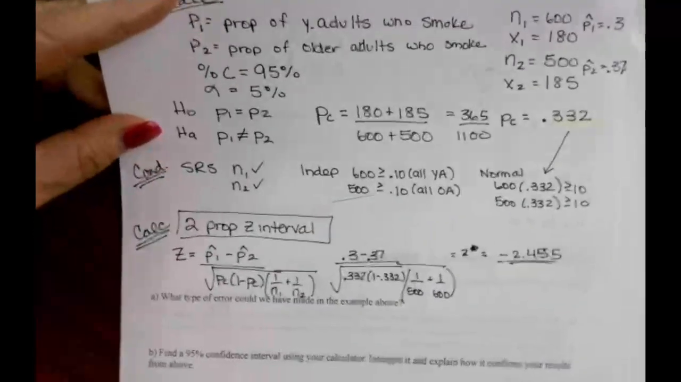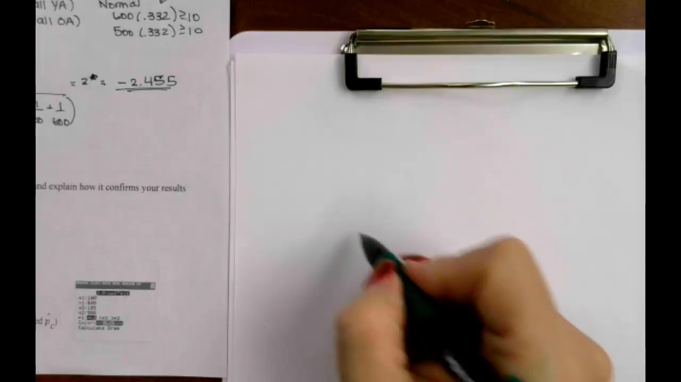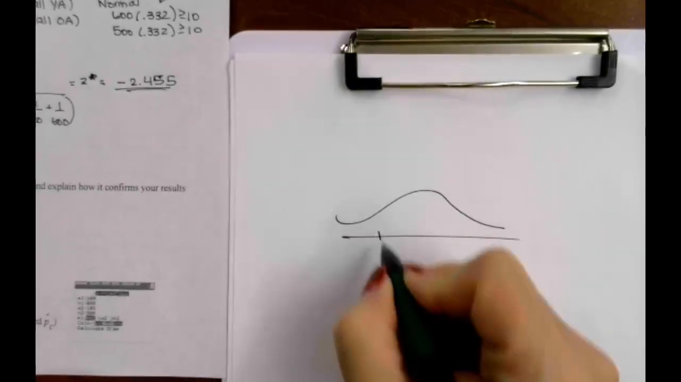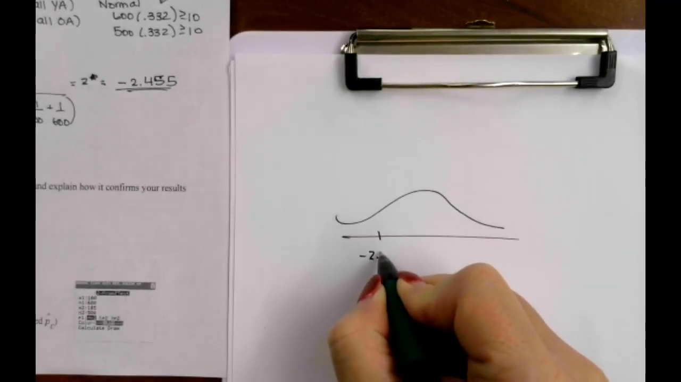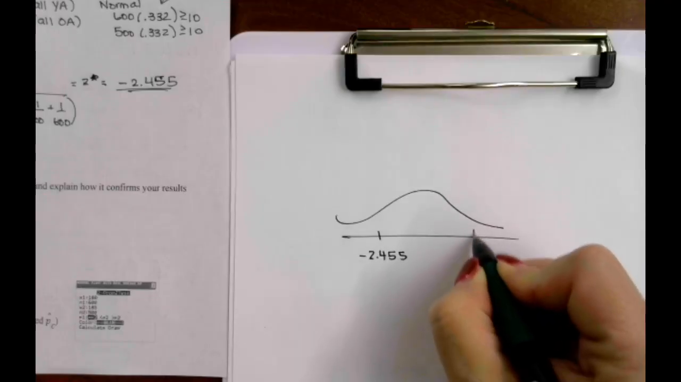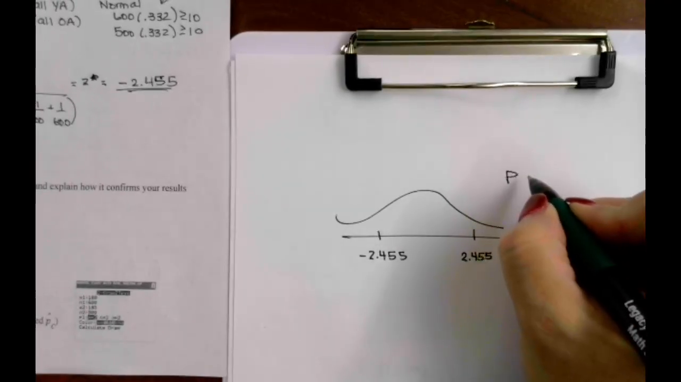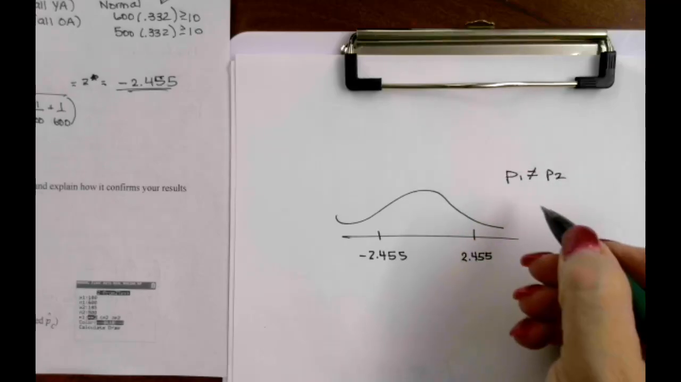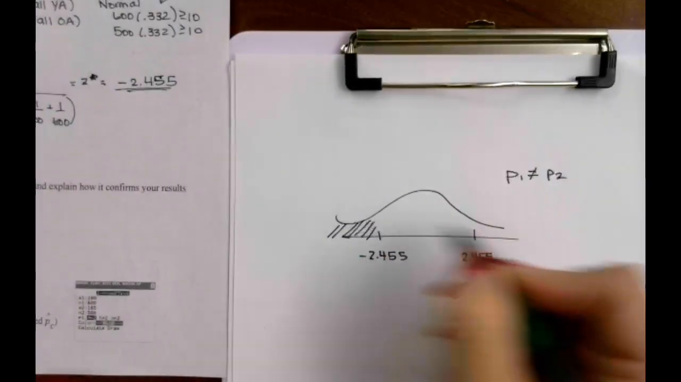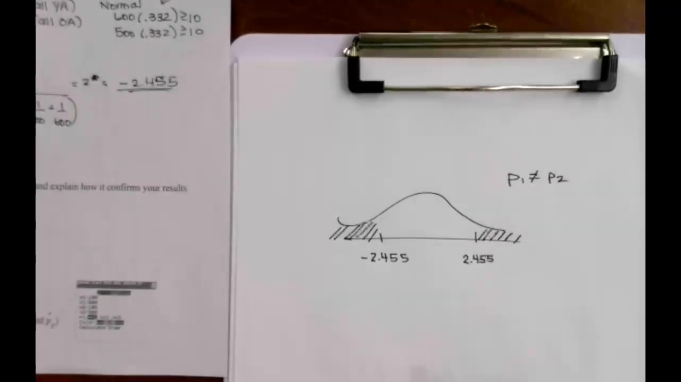Okay, I'm out of room, so I'm going to go over here to this blank piece of paper and continue. So here's what I have. I've got this normal curve, and I have a value here of negative 2.455. I have a value here of 2.455. Remember, I said my alternative hypothesis is P1 does not equal P2, so this makes it two-sided. So I need to know this, and I need to know this.